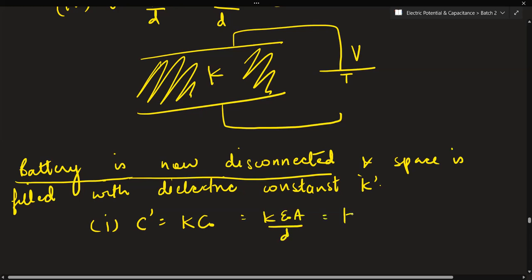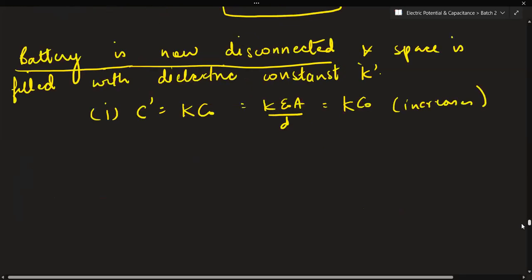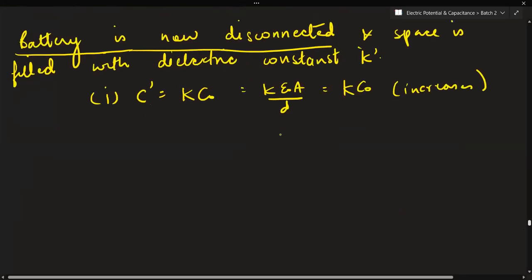So your capacitance will be K C naught. So capacitance still increases. So even if your battery remains connected, or if your battery is disconnected, your capacitance always increases in both the cases. Why? Because it multiplies and it becomes K times, the dielectric constant. Regarding the charge, now this becomes important. Charge remains the same. Whenever your battery is disconnected, charge remains the same.